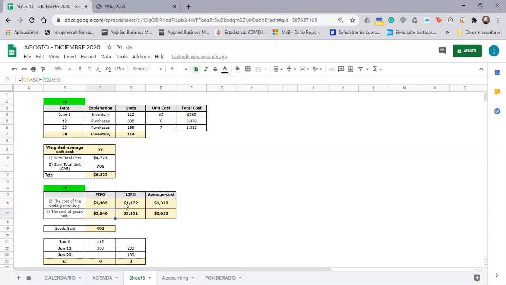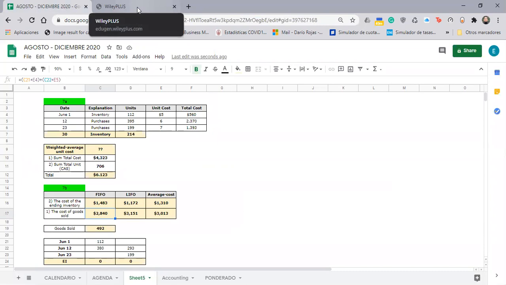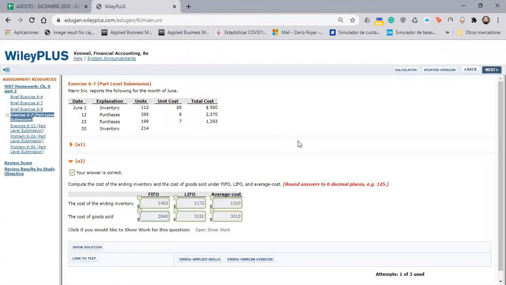Now we're going to check with the while plus if these amounts are correct. $1,483 and $2,840. All the answers are correct and all the procedures are correct too.